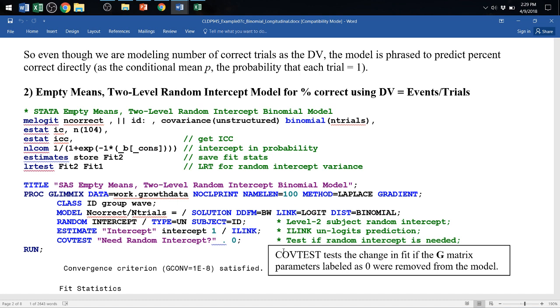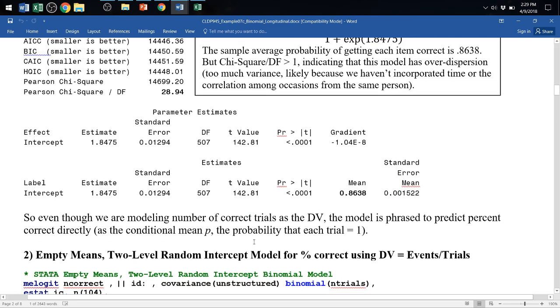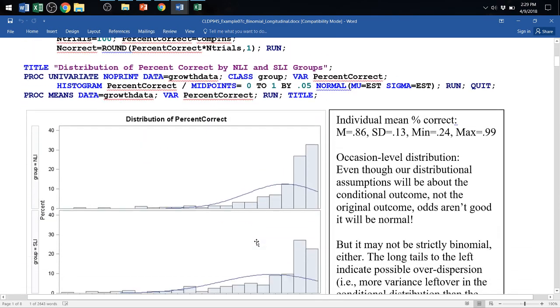Okay, so these models will run relatively quickly because I've built them for you to be able to do that. So come back on Wednesday for the exciting conclusion of binomial data and what to do when you have data that look like this.